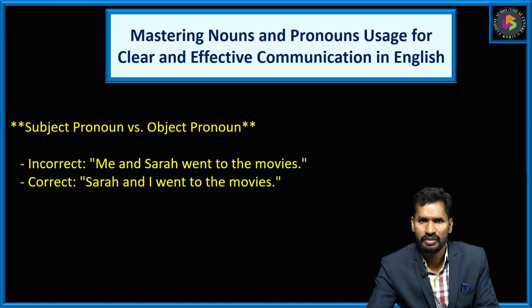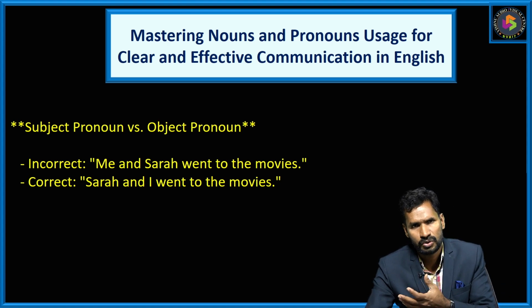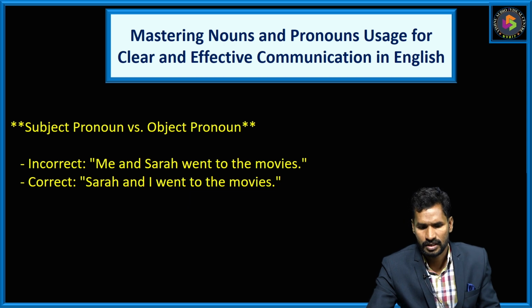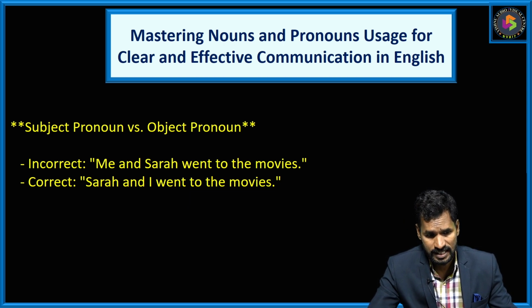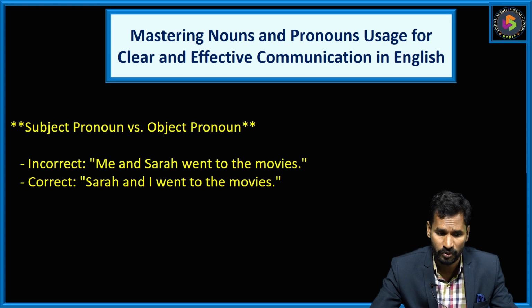I went shopping, right? So I went to the movies. I went to the movie. You cannot say "me went to the movie." This is one thing. So here the incorrect sentence is "Me and Sarah went to the movies." The best thing is "Sarah and I went to the movies."